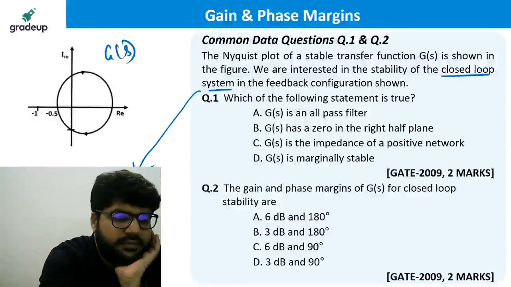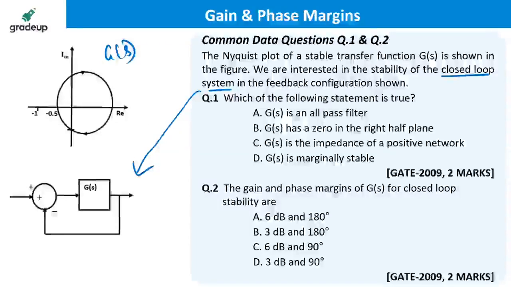I'll just hide my view. There's also one more figure, this one. Which one of the following statements is true? G(s) is an all pass filter. I will just solve this question for you. What is an all pass system? I am going to discuss this somewhere between Bode, minimum phase, non-minimum phase. I will explain these separately with Bode: minimum phase system, non-minimum phase system and all pass system.